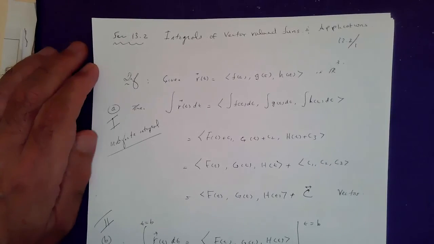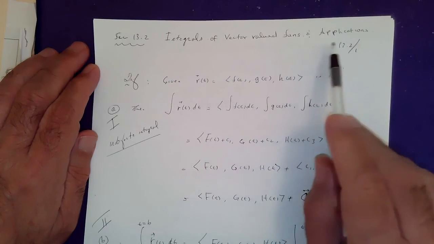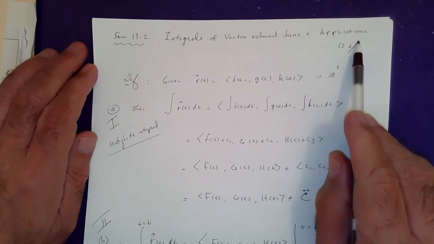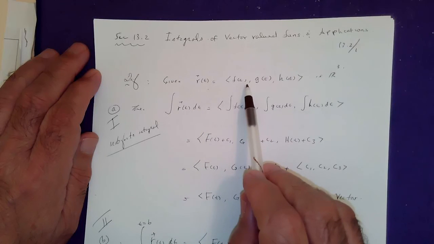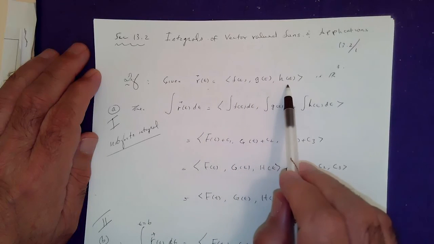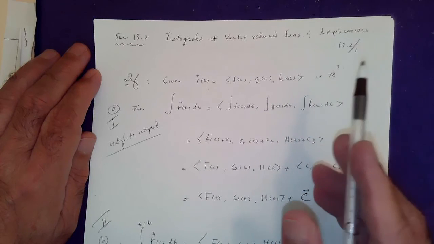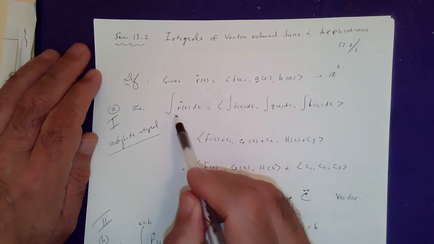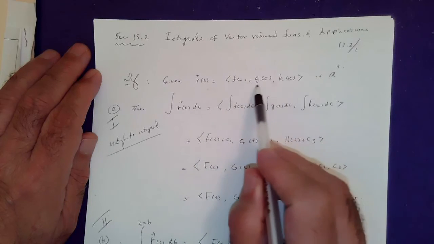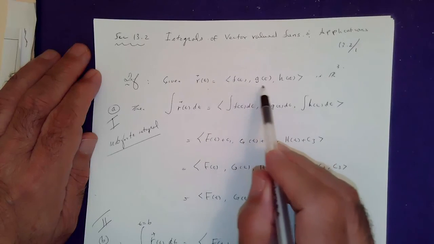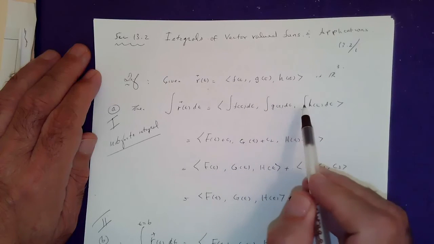Section 13.2, integrals or antiderivatives of vector valued functions, and a couple of applications. Given the vector valued function f(t), g(t), and h(t) in R3, it could also be in R2, it doesn't matter. The antiderivative of a vector valued function is the antiderivative of each of these components, you know, the x component, y component, and z component, which happen to be functions of t.